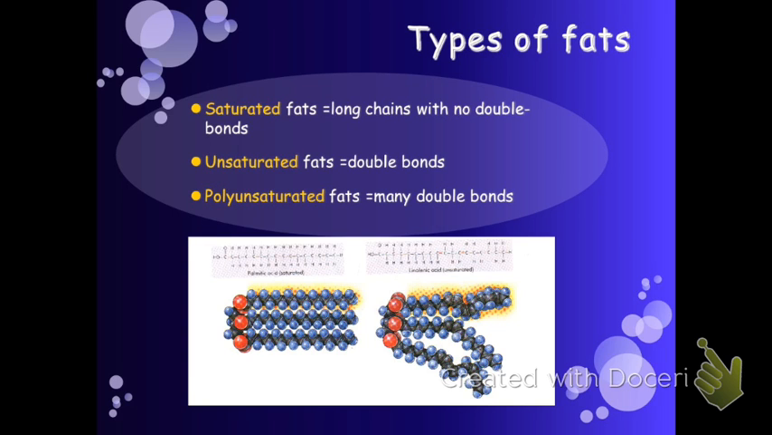When you have an unsaturated fat, you have double bonds. We can go back and review that video about the carbon being able to bond to itself. So with an unsaturated fat, you may have one or two double bonds, but with a polyunsaturated fat, you have many, many double bonds in there, okay?